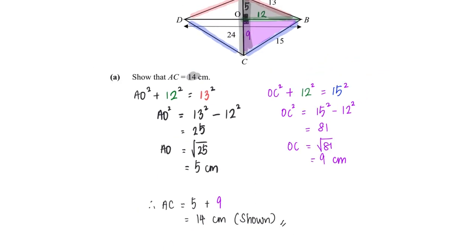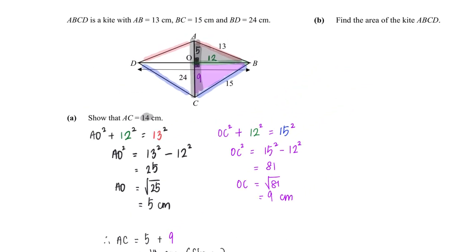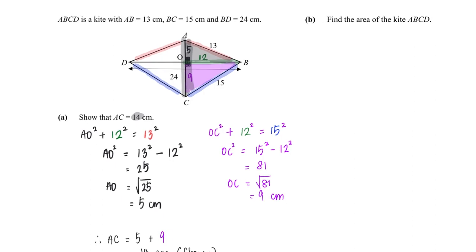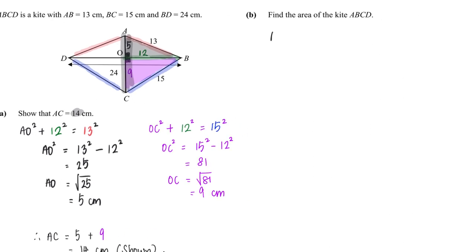Alright. Part B, find the area of this kite ABCD. Well, we simply use half times base times height, okay? So for the area, it's pretty straightforward.